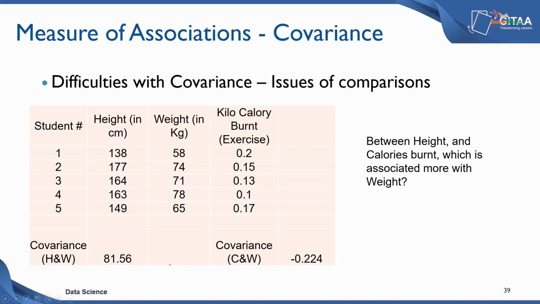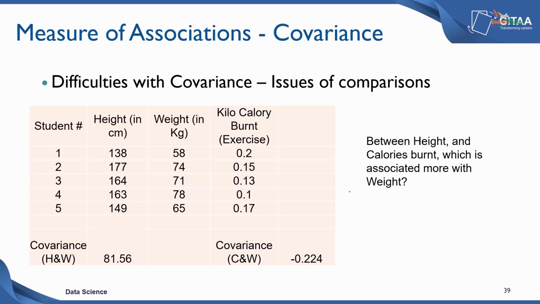But before that, let's look at the directions. So you have a plus 81.56, which indicates that as the height increases, the weight also increases. So the direction, whether it's positive or negative, tells you the direction of movement of the two variables. A positive indicates that they move in the same direction, and negative indicates that they move in different directions. Interpretation: as the number of kilocalories burnt increases, the weight decreases, which makes sense.